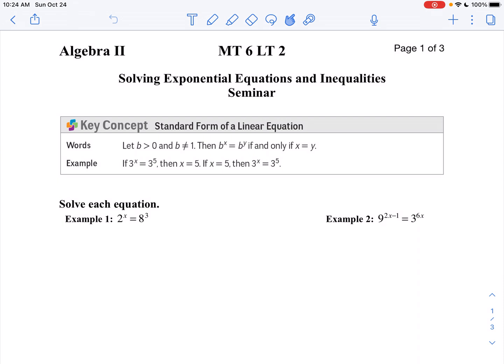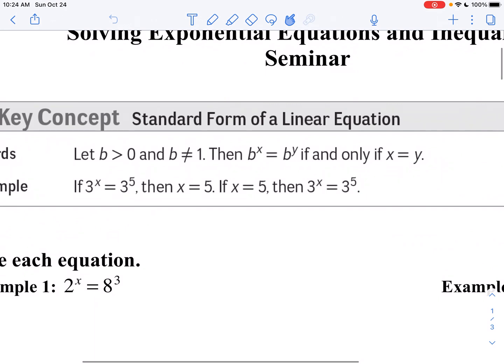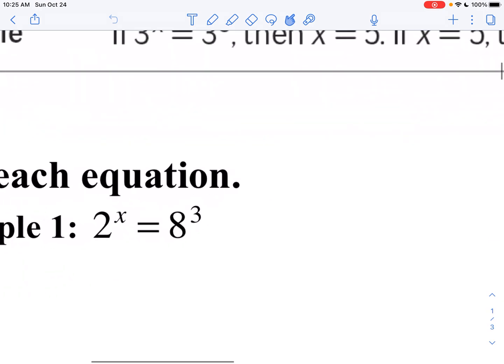We're going to start here when we talk about an exponential equation. If the bases are the same, and that's the key, then the exponents have to be the same. So I'll give you an example here. If you have 3 to the x equals 3 to the 5th, that tells me x has to equal 5. We're going to do that by making sure our bases are the same.